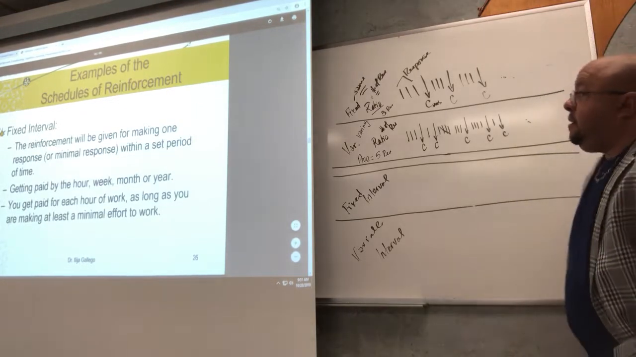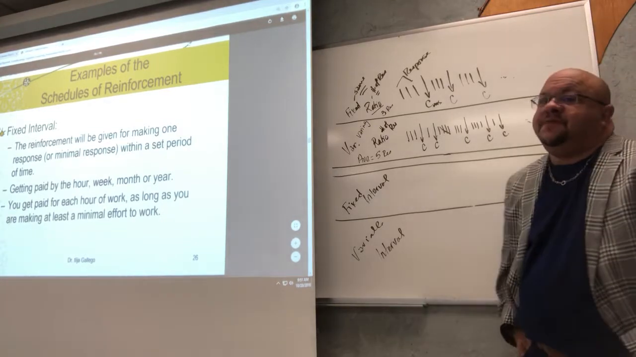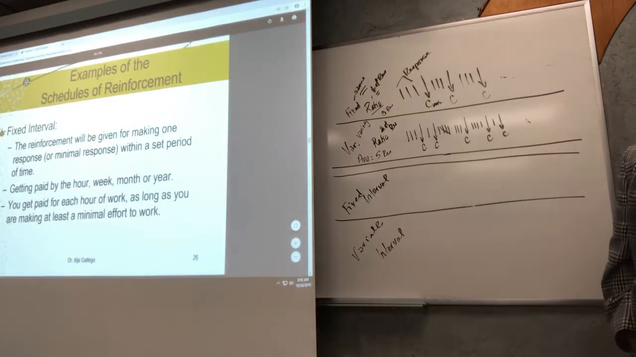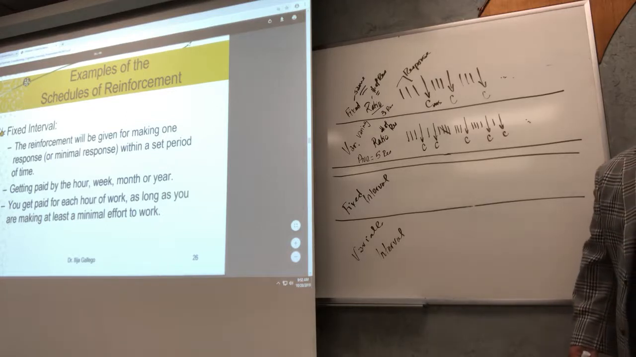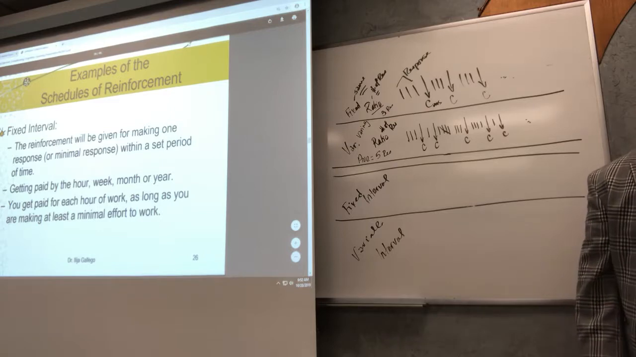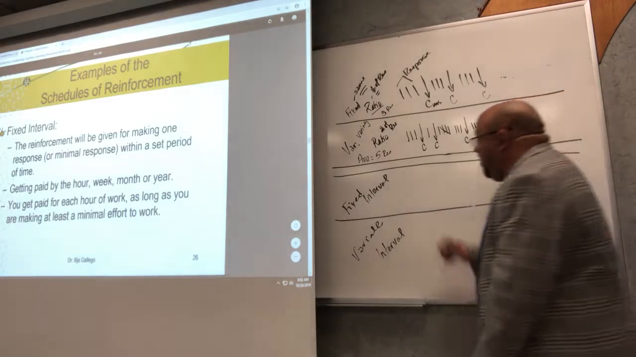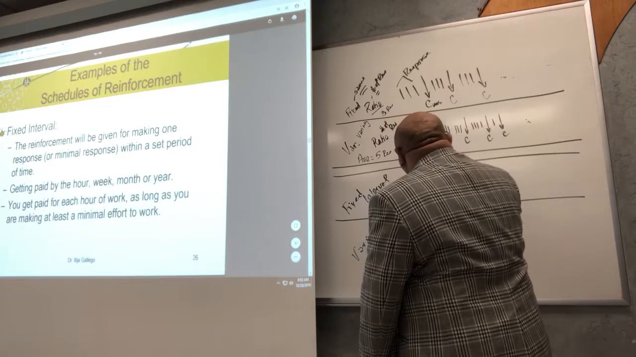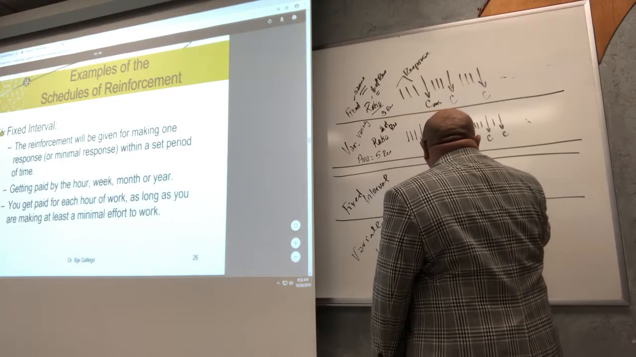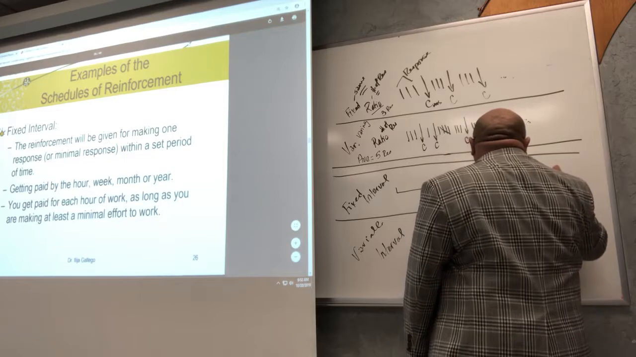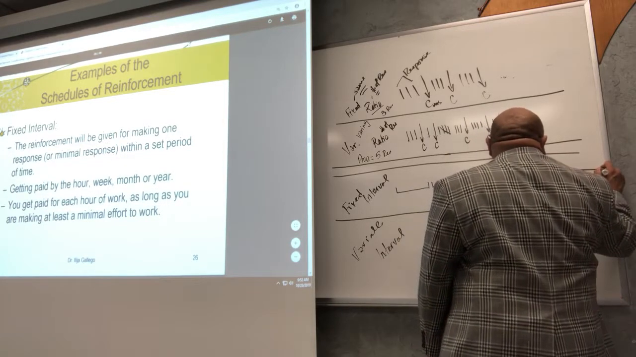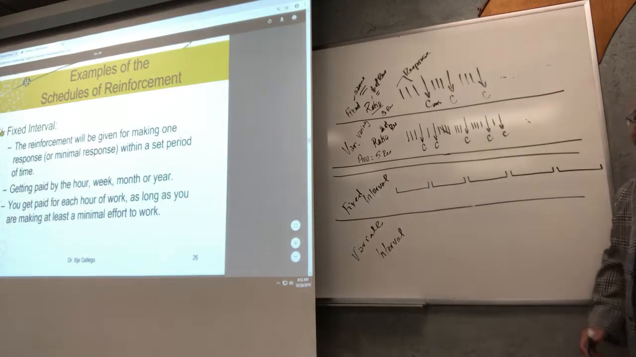So the next one we're going to talk about is fixed interval. So now we're talking about periods of time. I'm going to draw these brackets, and each bracket is going to represent a period of time. In this case, I'm trying to draw them all the same length, okay? So I'm doing my best here. All right. So let's say they're all this long. Okay, so each of these is a bracket, and it represents a period of time.